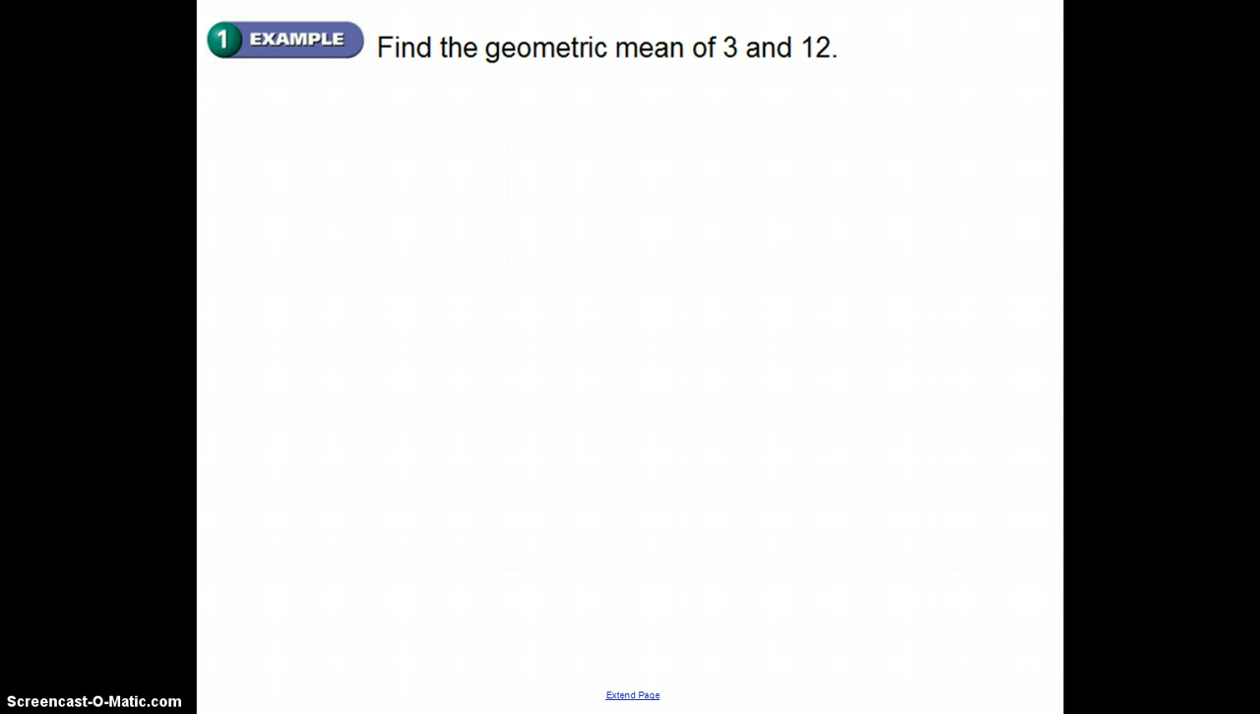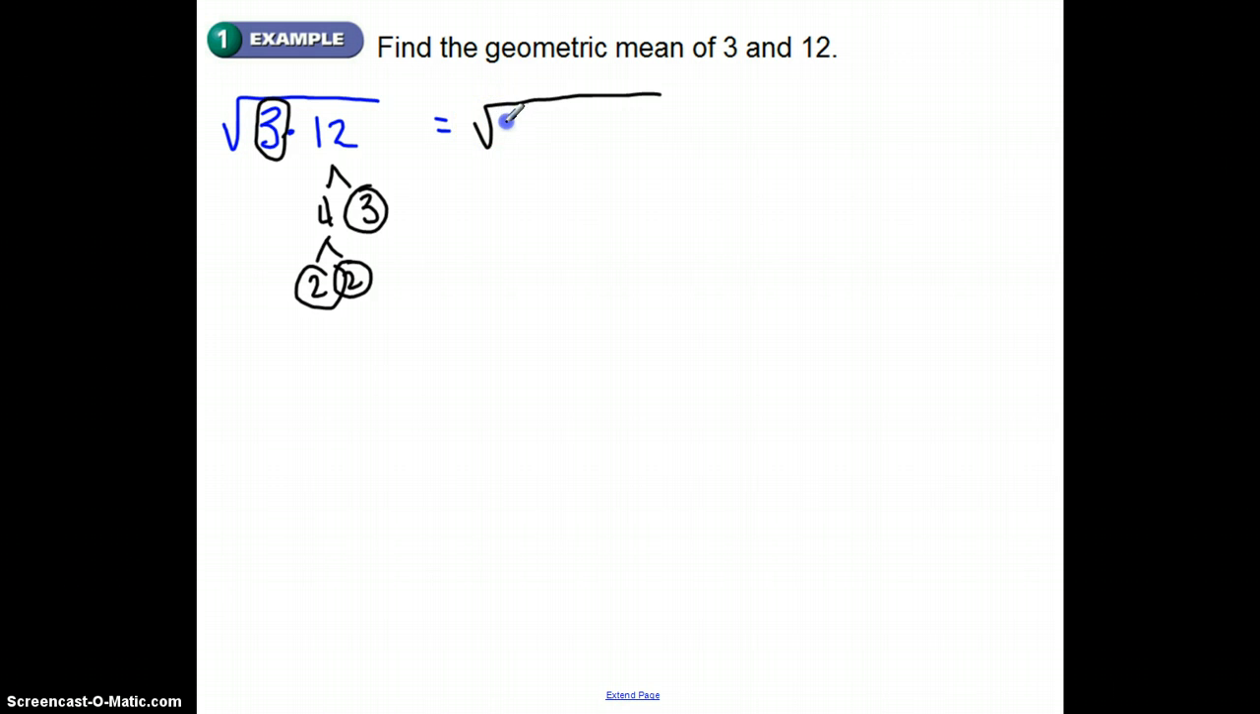Find the geometric mean of 3 and 12. So 3 and 12. If I were to look at this, 3 is prime, and then I'm going to have to factor this. So 4 and 3, and 2 and 2. Now listen, if you had gone up here and did 2 and 6 instead of 3 and 4, it will eventually come out the same. So as long as these two numbers multiply together to give you 12, then you're good.